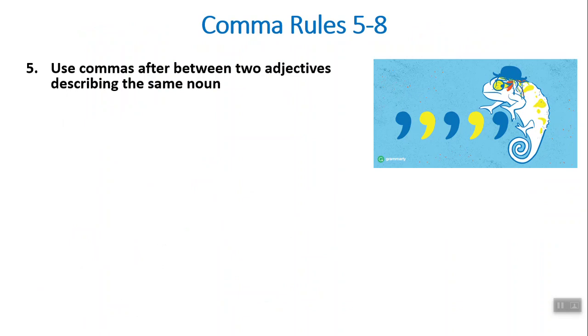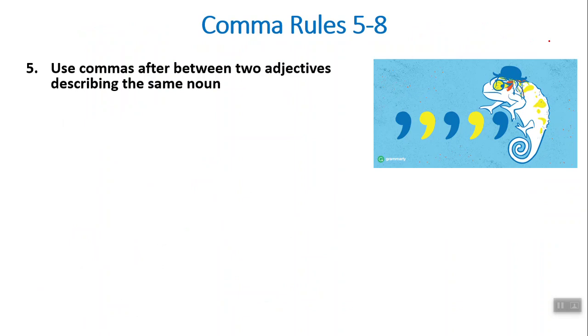All right, comma rules 5 through 8. Number 5, a comma comes between 2 adjectives to describe the same noun. To be honest with you, this is one that I don't see that often. A lot of times in technical and professional writing, you're cutting those adjectives out to make things more clear and concise. We talked about that in a previous lecture, right?